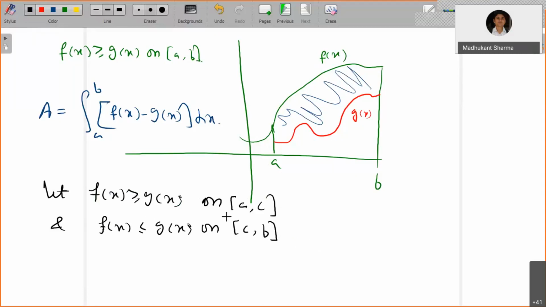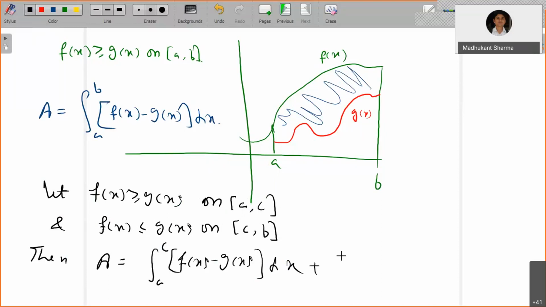In this case, suppose c is a midpoint. If you consider only f of x minus g of x, it will give you an area of 0, because that will get cancelled. So how you have to handle it is: on the interval a to c, the area is equal to the integration from a to c of f of x minus g of x dx, plus the integration from c to b. Here g is the above curve, so g of x minus f of x dx.